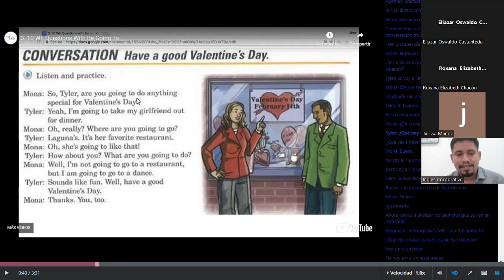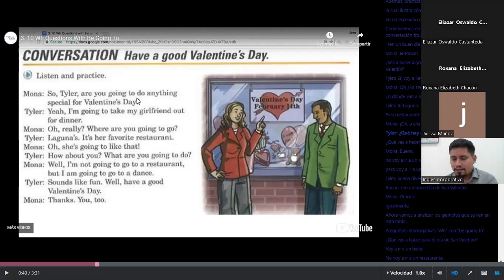Okay, good, excellent. We just verified the pronunciation of words, in this case the pronunciation of "going to", so it sounds more natural now, right? La pronunciación del going to, ahora suena un poco más natural, así como lo hacen ellos en la conversación.